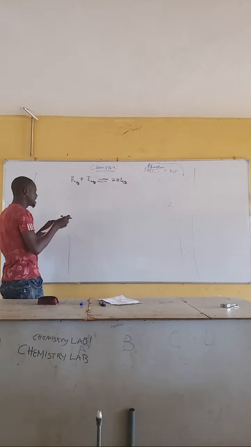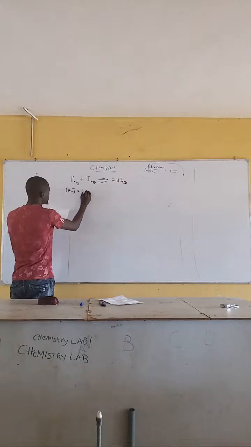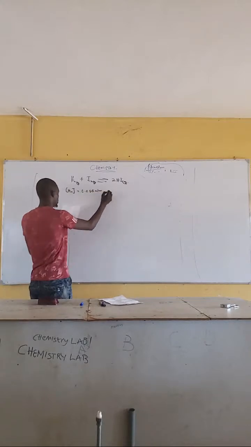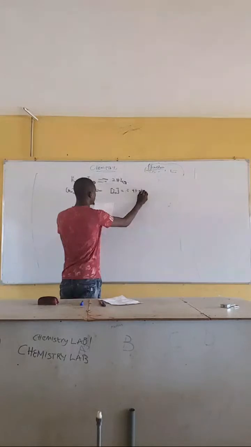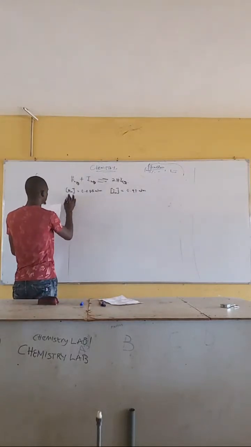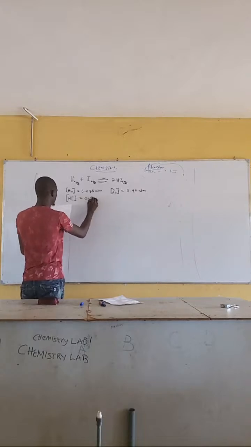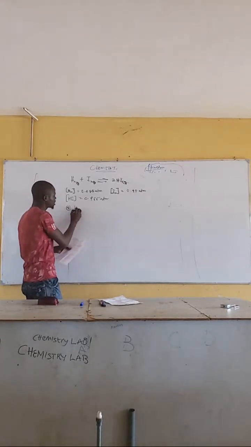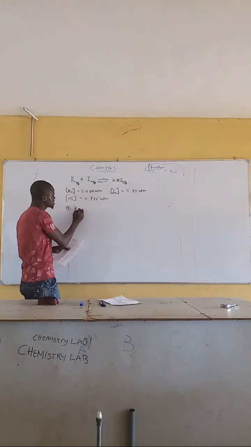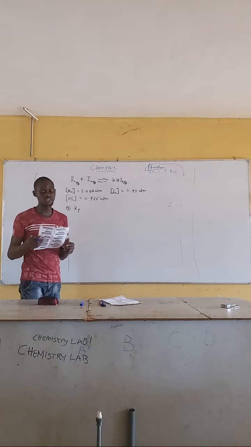Now, given that the partial pressure of the following substances at 48, they gave us the partial pressure. Hydrogen is 0.085 atm, iodine is 0.48 atm, and HI is equal to 0.4558 atm. They said calculate the equilibrium constant Kp. Equilibrium constant, that is option A. We are going to calculate Kp at 48, and also we are going to calculate the equilibrium constant for the backward reaction.